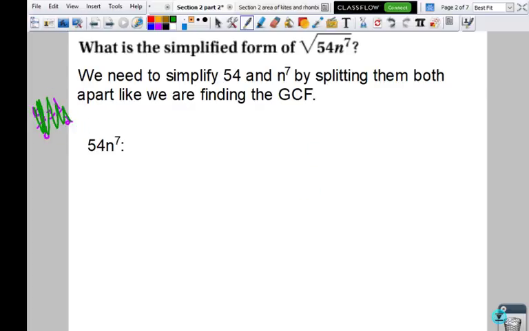So we're going to simplify the square root of 54 n to the 7th. What we need to do to simplify this, we're not going to get any decimals. I don't want any decimals at all today. So to simplify, we're going to take 54 and split it up as much as we possibly can. So 54 is really 2 times 27.